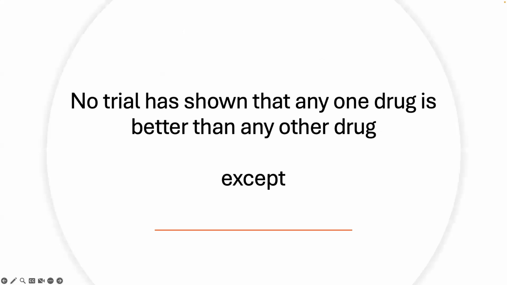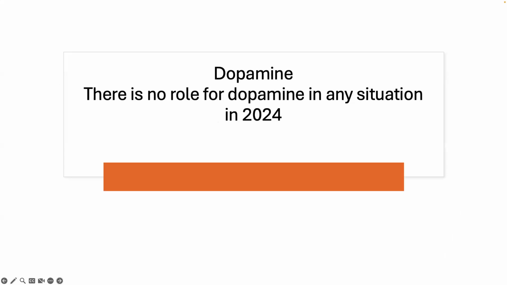So the first thing to know when we start looking at the clinical application of these medications is that no good trial has shown that any medication is better than any other medication, except for dopamine. There's no role for dopamine for anything anymore in any situation. So dopamine has got no reason to exist. In 2024, we will not talk about it on any of the slides. If you are writing up dopamine for a patient, you are doing the wrong thing. Using dopamine is an expedition in the dark. You never know where you are with anything.